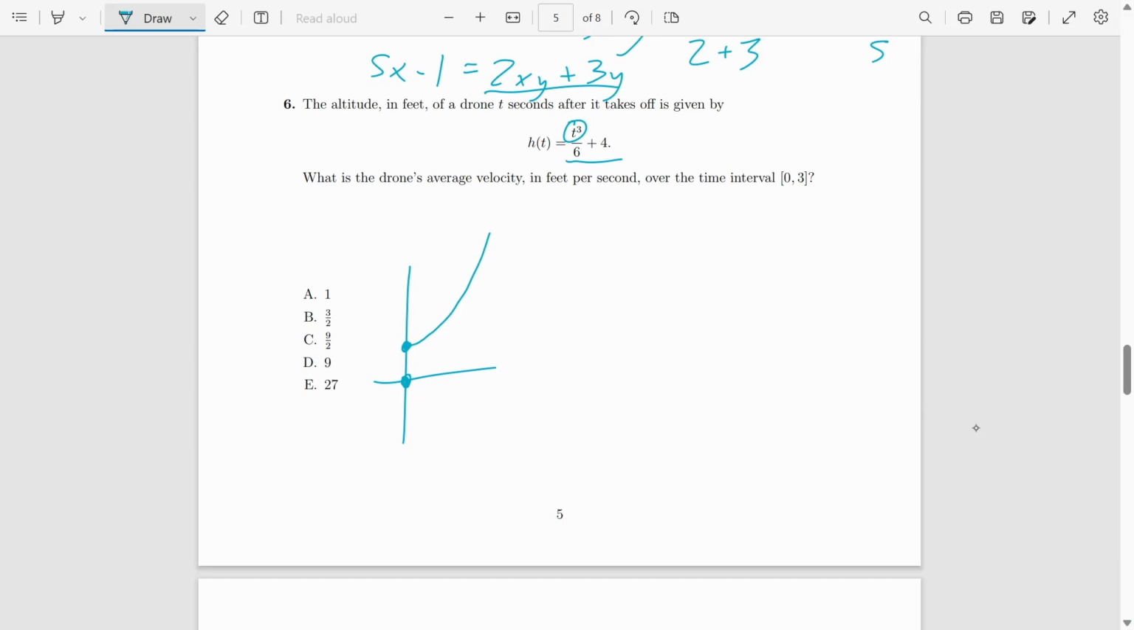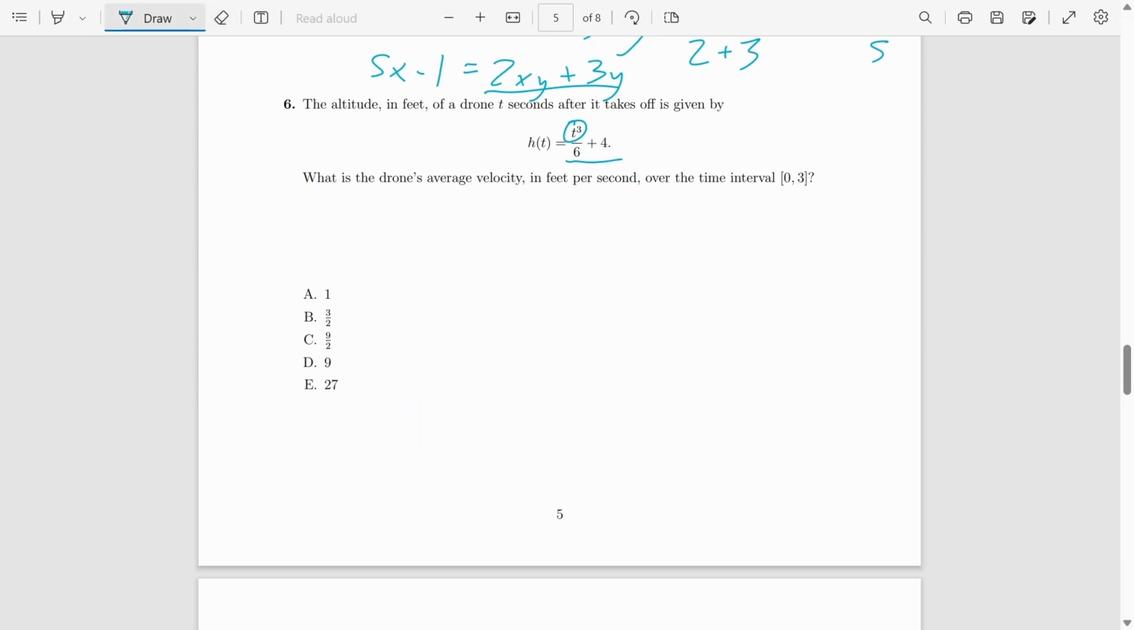So here's a really crappy drone. It starts out 4 feet above the ground, and then since it's cubic, it slowly rises and rises, and oh god, it's getting really fast. It's going up to infinity. So that's kind of how you can visualize this problem.